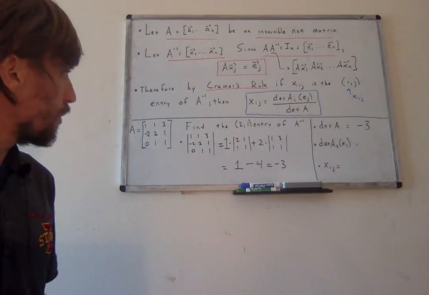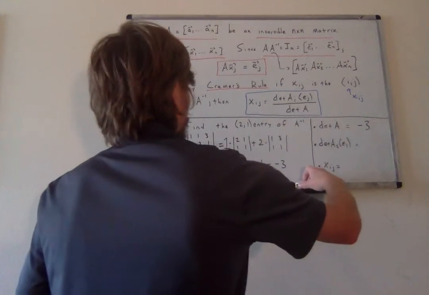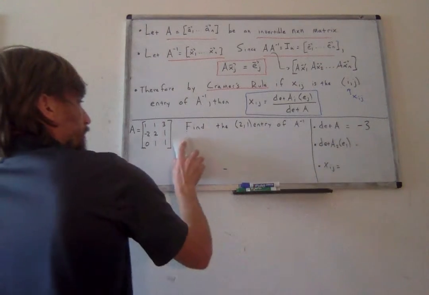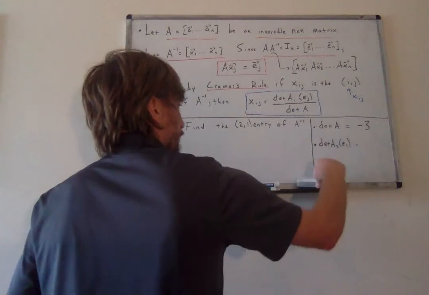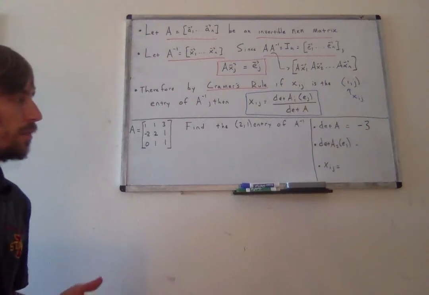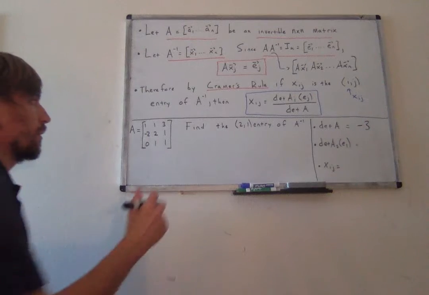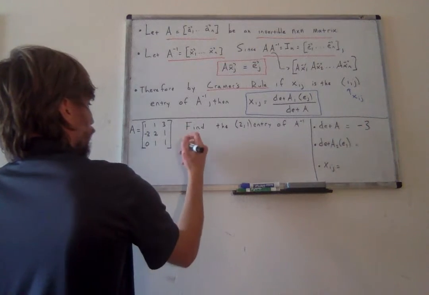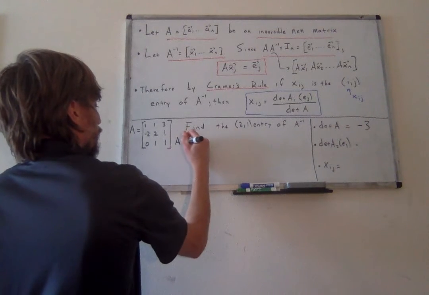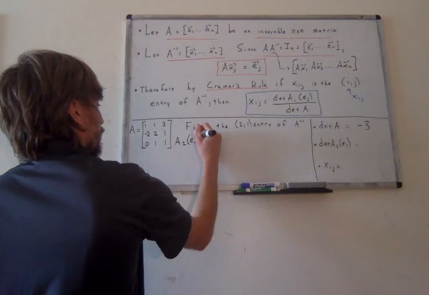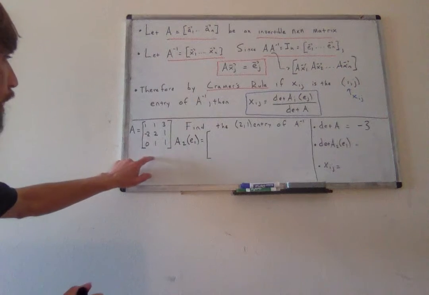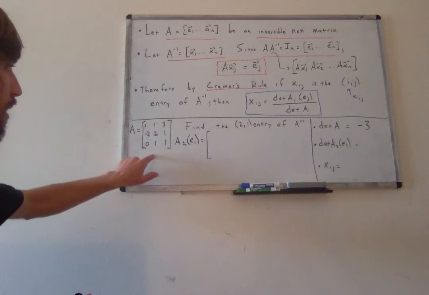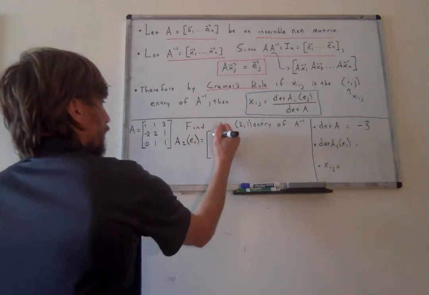All right, so if we want to find now the determinant of A sub 2 of e1, well, first we should probably figure out what A sub 2 of e1 is. Again, this is going to be the matrix where I replace the second column of A by the standard basis vector e1.